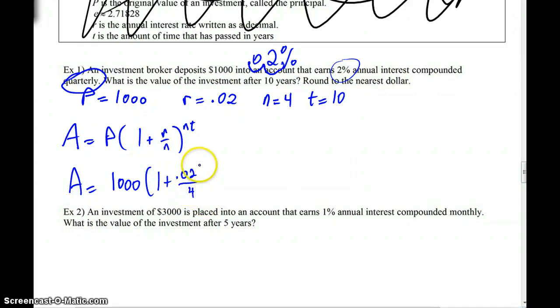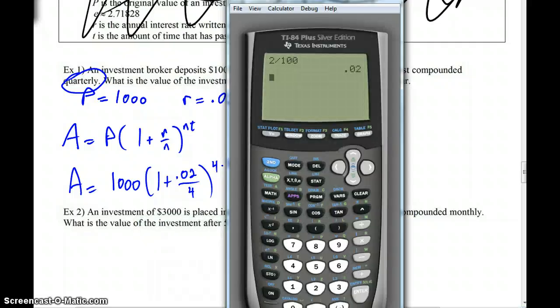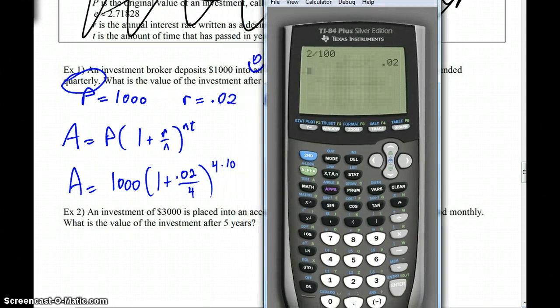We can allow the calculator to work this out for us. Up on top here, this n times t, 4 times 10. Of course, we know what 4 times 10 is. It's 40, and we could even very quickly simplify that. But look, very often we just type directly into the calculator. Let me clear this up and see what we will get.